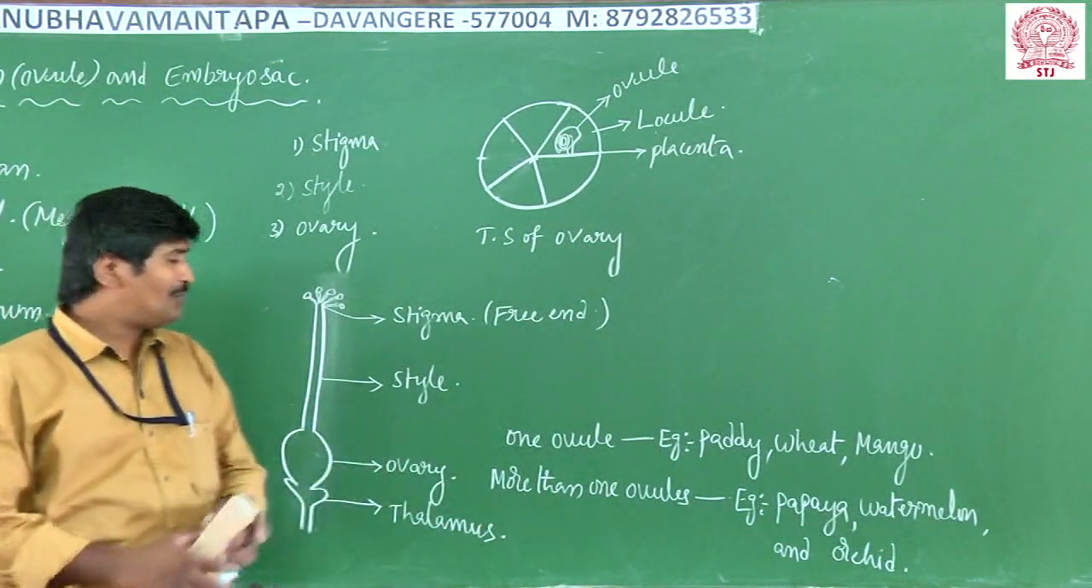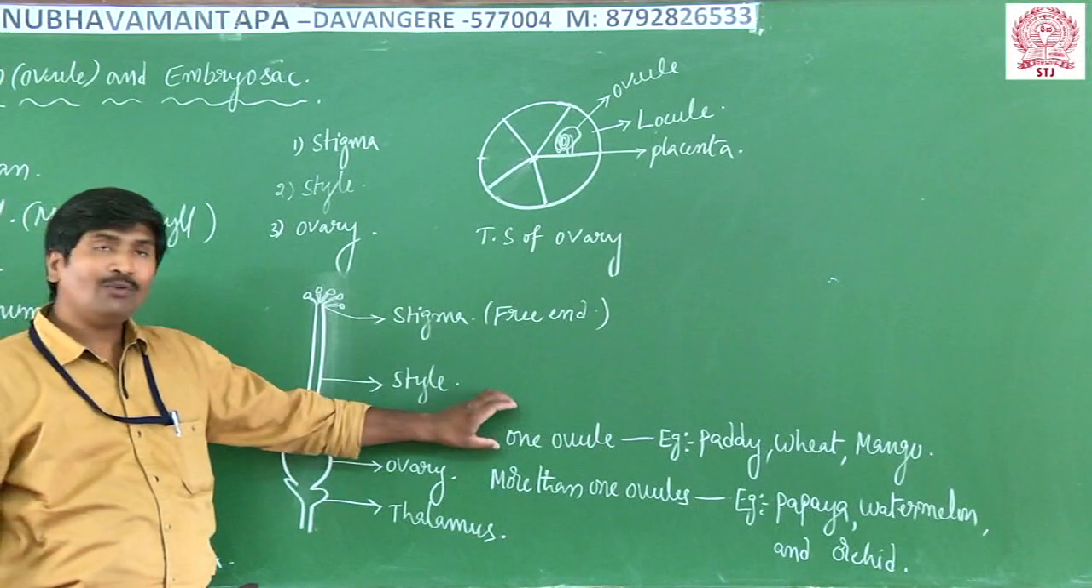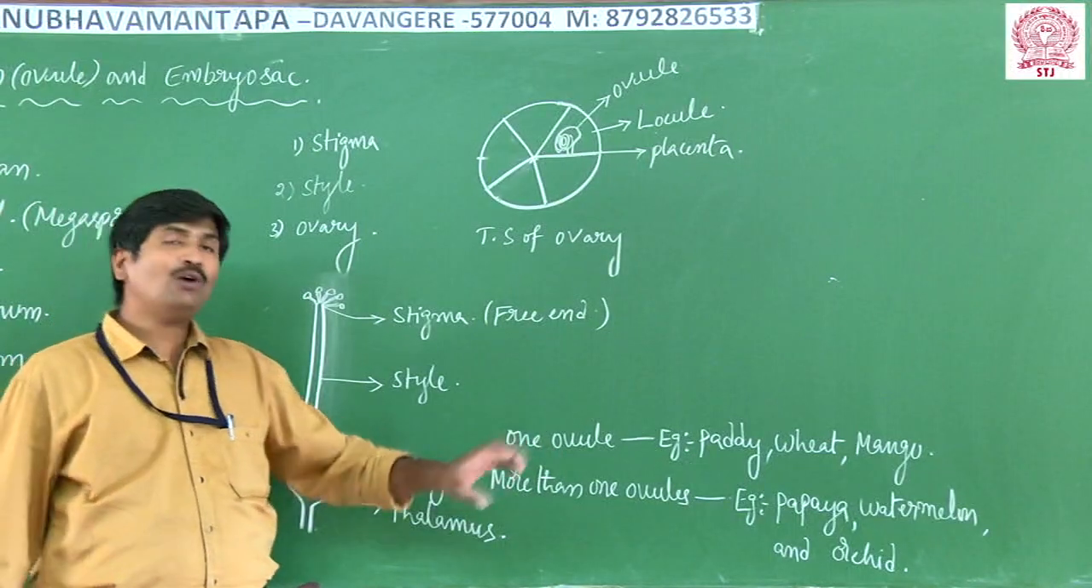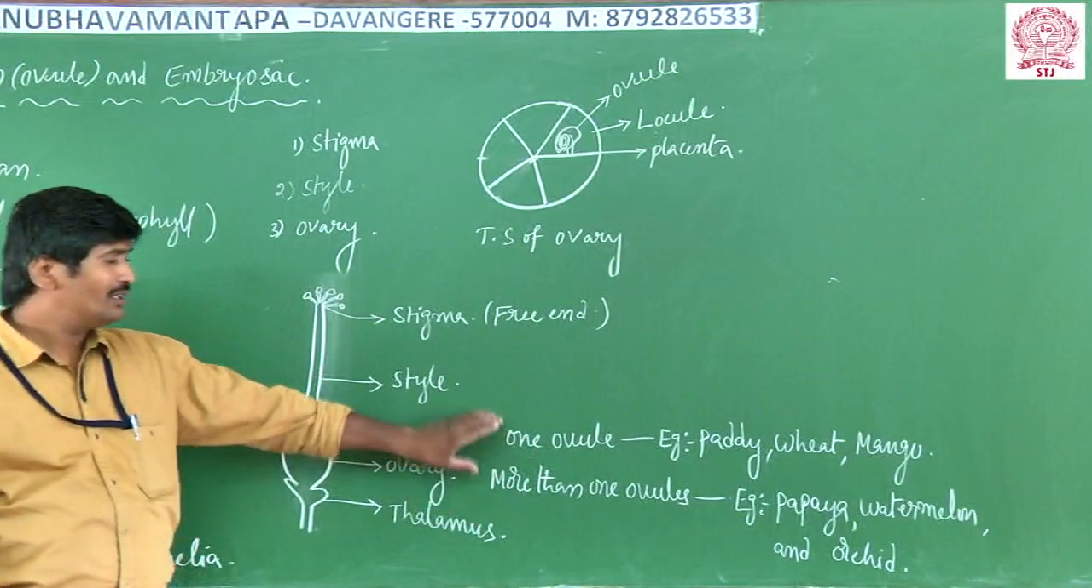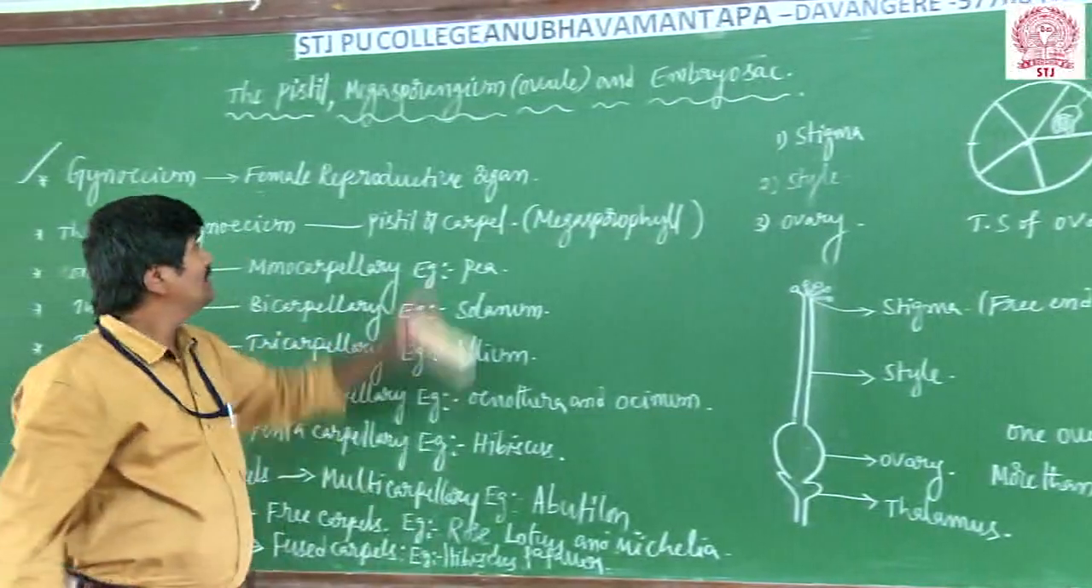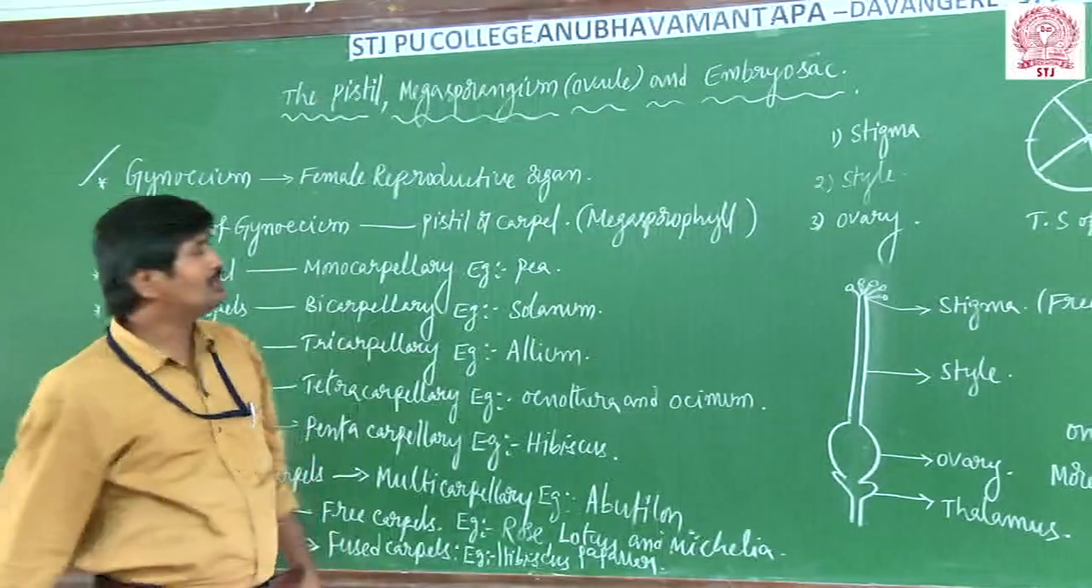These are the best examples. In one case, one ovule is present in the ovary. In the other, more than one ovule is present in the ovary. So this is the introduction of the gynoecium, that is the female reproductive organ. This is the first thing.